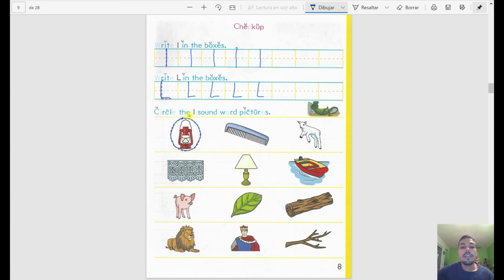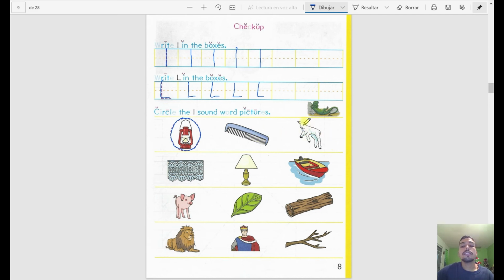Very good. The next one here is a comb. Comb has the sound ooh. Comb, it has the sound. No, very good. Comb doesn't have the sound ooh, so we'll leave it without circle, right? Lo vamos a dejar sin circular.